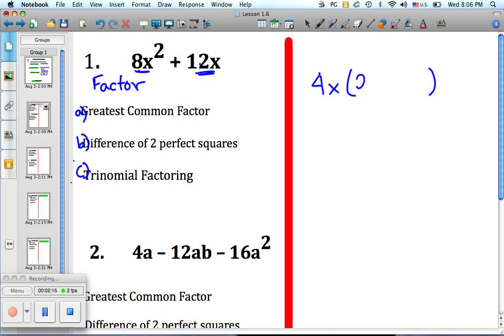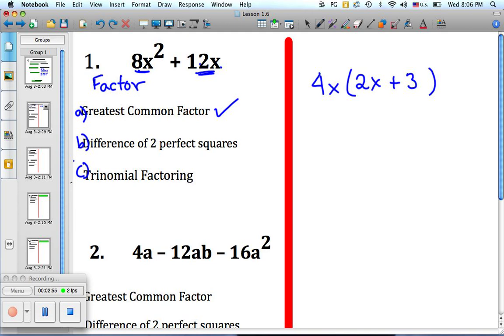Well, 4 times 2 would get me 8, and then x times x would get me x squared. Then I have the plus sign. Well, 4 times what gets me 12? 3. And there is no x here because there's only one x here. If you were to distribute this, you should get the same answer you started with. But you're not done factoring. All you've done was do one type of factoring, greatest common factor. You must check to make sure the other two are not present.